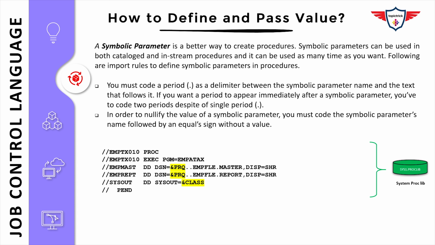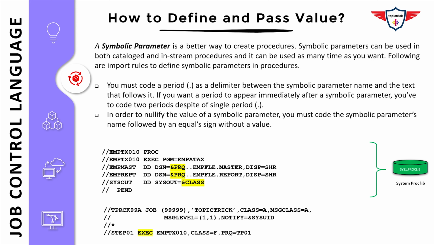Point number 2, in case if you want to nullify the value of a symbolic parameter, then you must code the symbolic parameter name followed by an equal sign without a value. That means after equal you should not specify any value, or you should not assign any value to the symbolic parameter that you have defined.